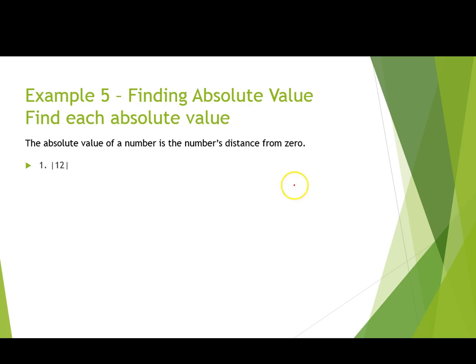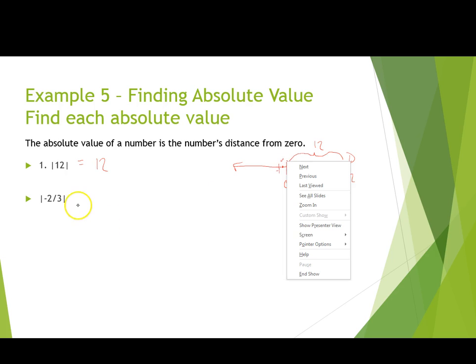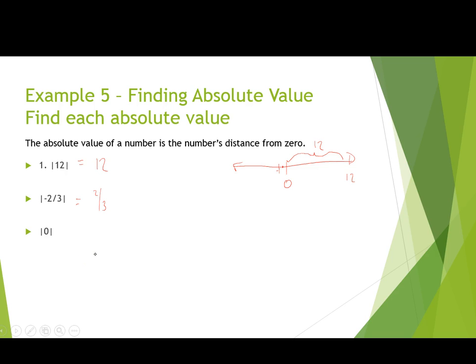Basically, on a number line, the number 0 is in the middle, and however far away your number is, so positive 12, the absolute value of that is the distance from 0 to 12, which is 12 units. So the absolute value of 12 is 12. The absolute value of negative 2/3, here's negative 1. Negative 2/3 is about right here. So the absolute value of negative 2/3 is 2/3 of a jump over. The absolute value of 0 is 0. The distance from 0 to 0 is 0.